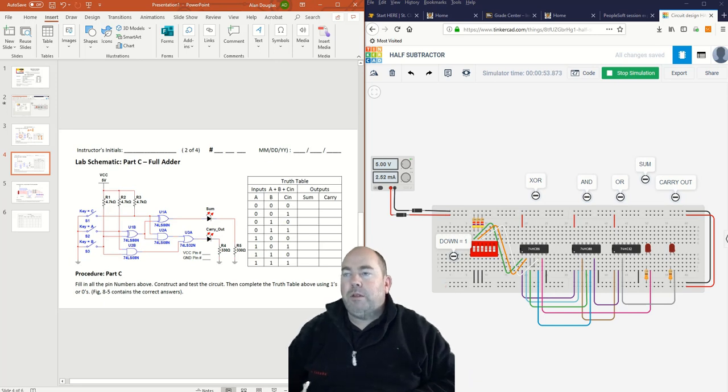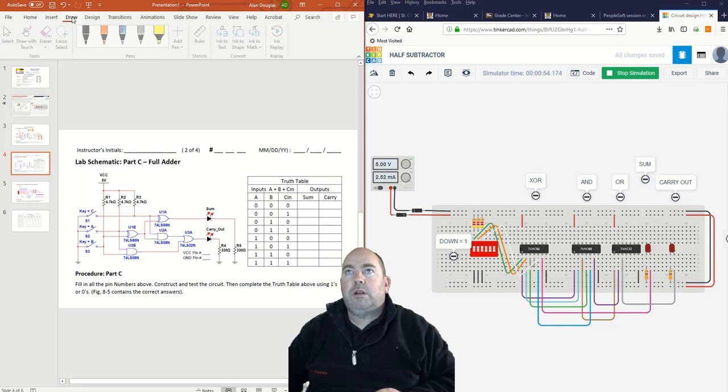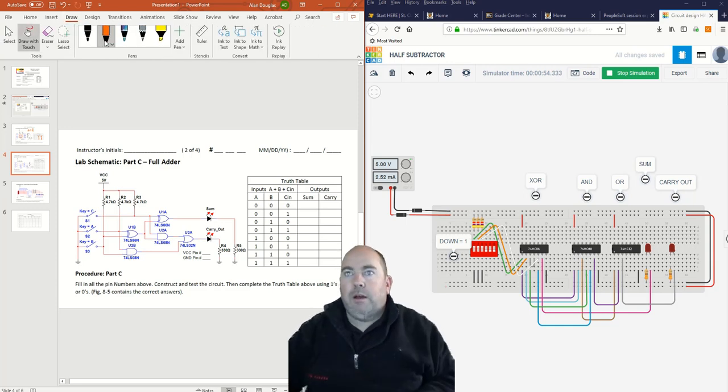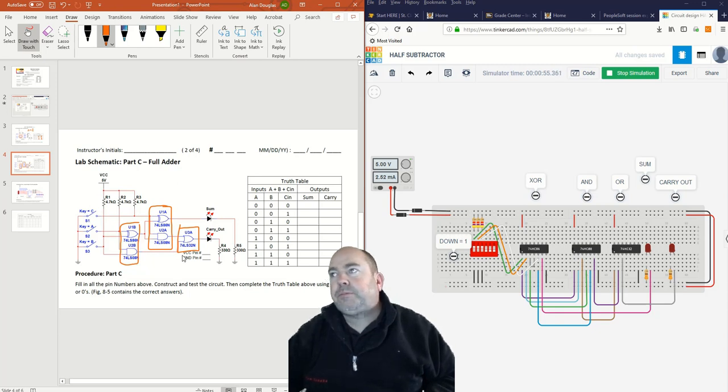Okay, here we are with the full adder. In the full adder circuit, we now have a half adder here, another half adder here, and an OR chip here. And then we have our sum light and our carry out light. So let's verify this. This is what it looks like.